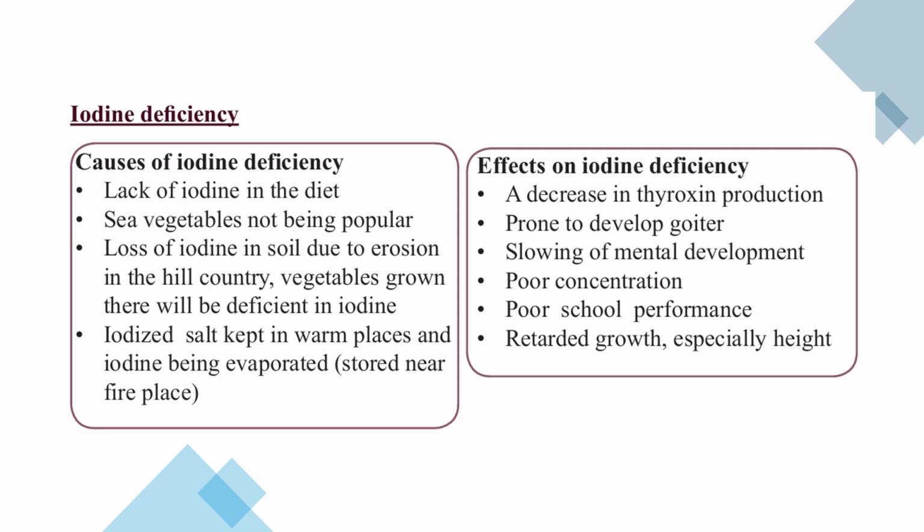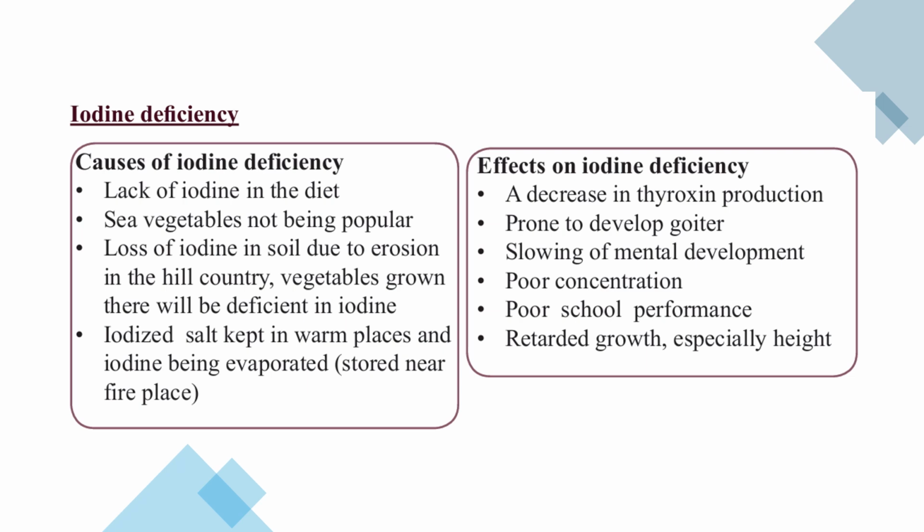And then the effects of iodine deficiency. A decrease in thyroxine production. That means iodine is essential for the thyroid gland to produce thyroxine, which is a hormone that regulates our metabolism. So if there's any deficiency, that is going to lower the thyroxine hormone production. And then prone to develop goiter. So goiter means a condition where the thyroid gland enlarges, and it happens when it tries to compensate for the lack of iodine.